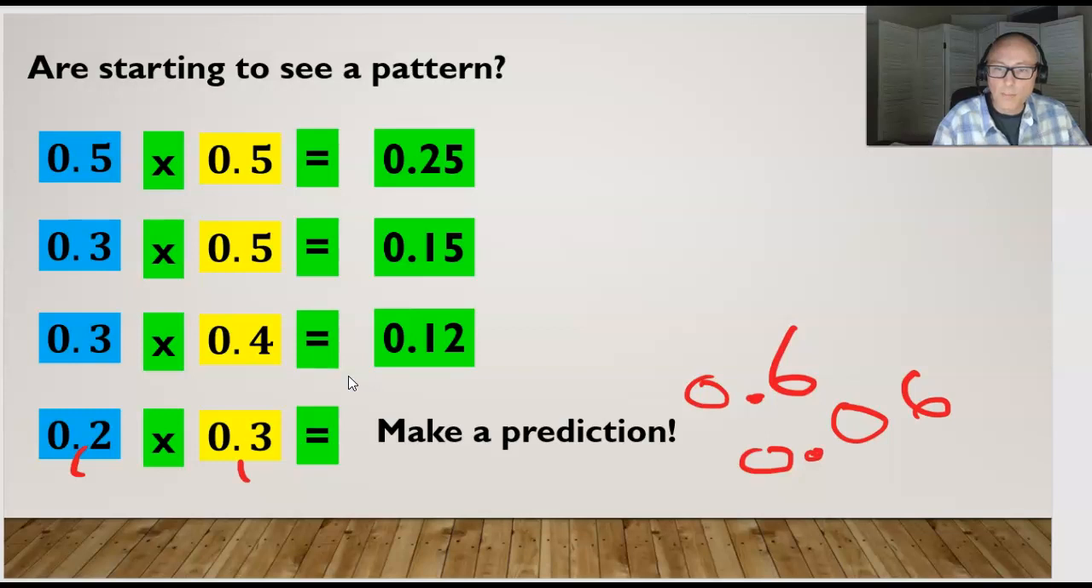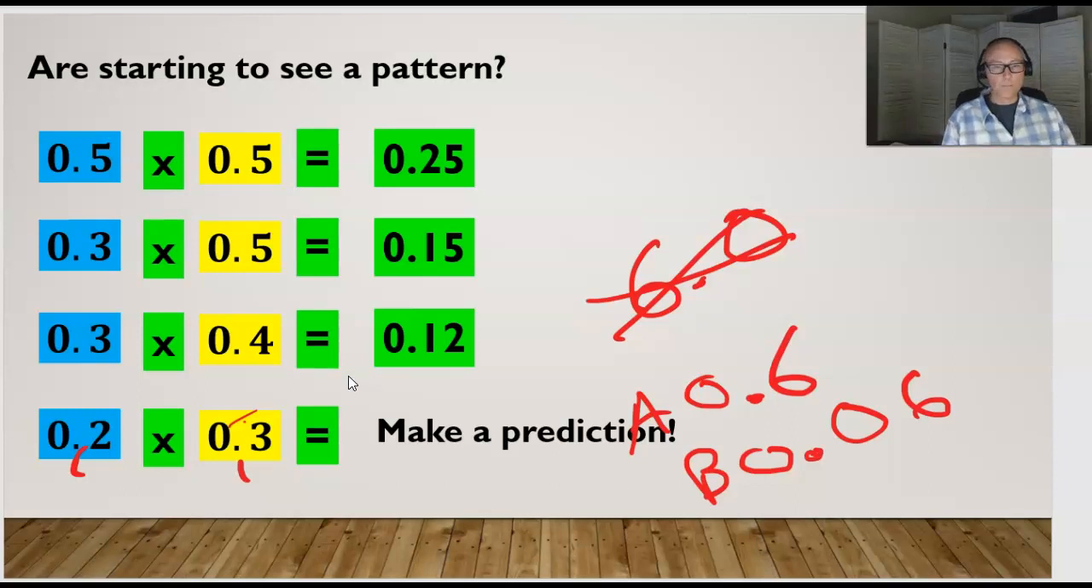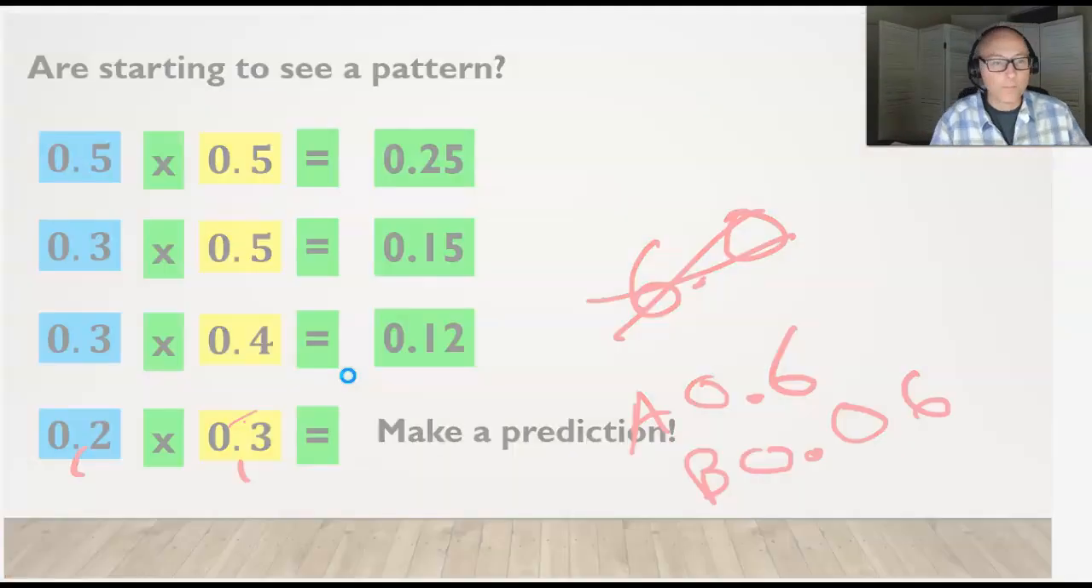I think it's going to be one of these two, because I know that it's not going to be 6. So it's got to be one of these two. We'll call this A, we'll call this B. Which one do you think it is? Make a prediction, and then we'll find out. Have you got your prediction yet? Ready or not? Let's see.